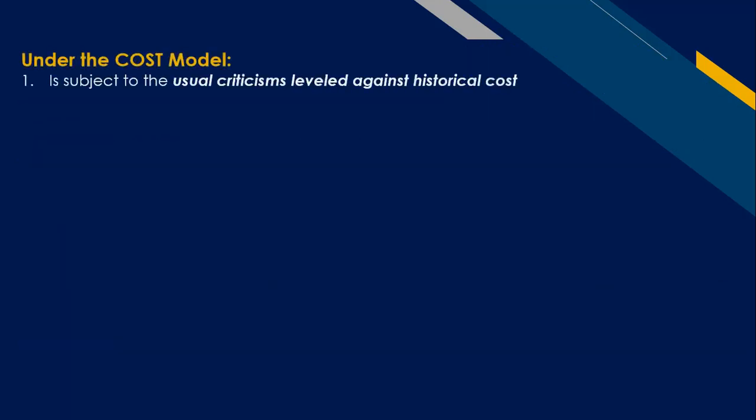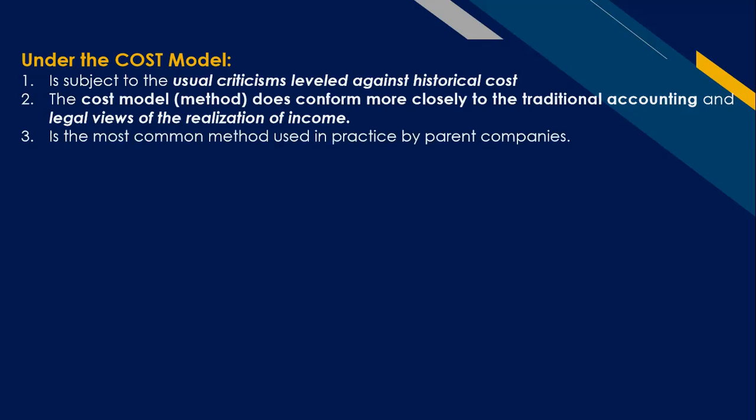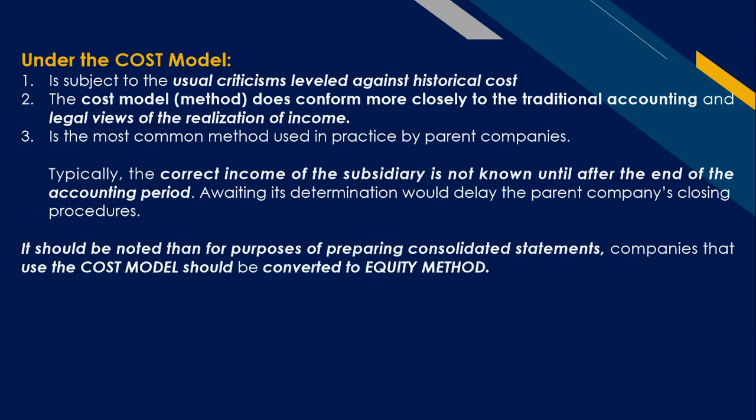Now, the cost model is subject to the usual criticisms leveled against historical cost. The cost model method does conform more closely to the traditional accounting and legal views of the realization of income. It is the most common method used in practice by parent companies. Typically, the correct income of the subsidiary is not known until after the end of the accounting period. Awaiting its determination would delay the parent company's closing procedures. It should be noted that for purposes of preparing consolidated statements, companies that use the cost model should be converted to equity method.